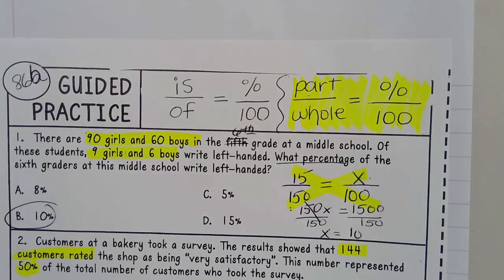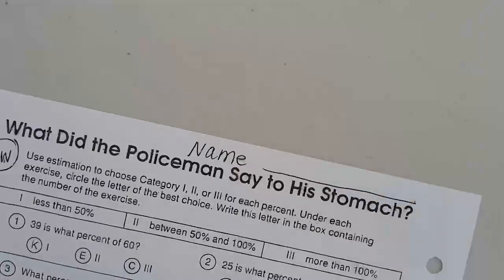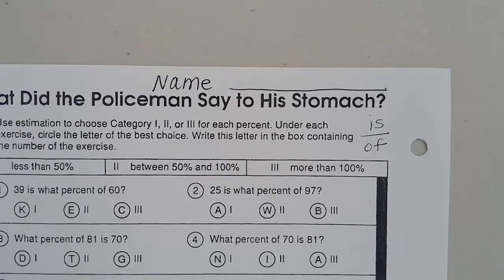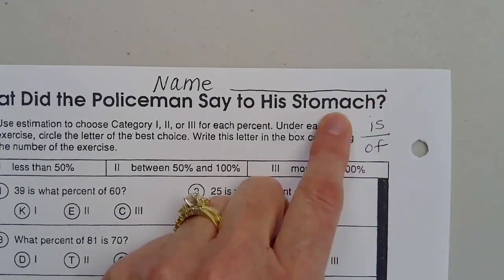Thanks, Amario. All right, so at the top, you are going to put is over of. Those are key words in a percent proportion. We were talking about part to whole, but if you can find is and of with words with them, it's going to help us to get things set up. We don't know any percents on this one. That's what we're trying to estimate is the percent. To do that, we're going to put is over of.